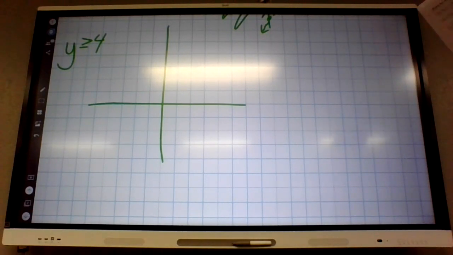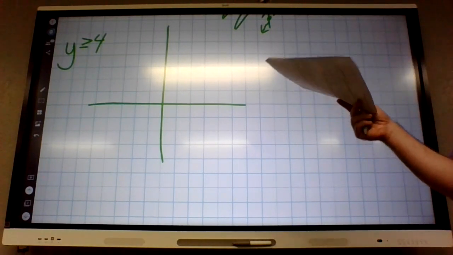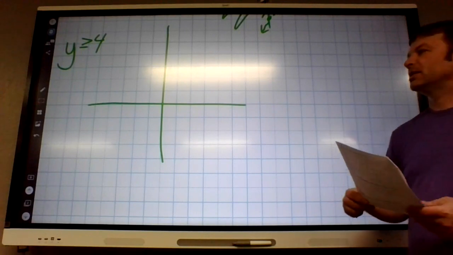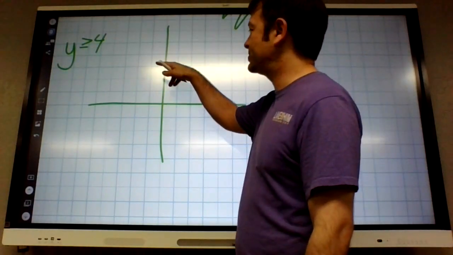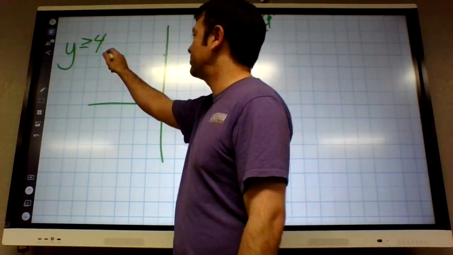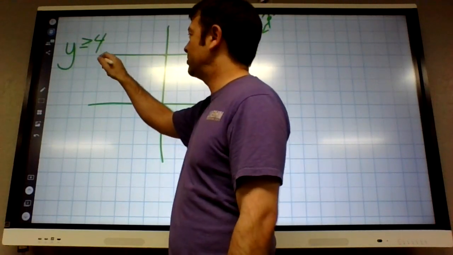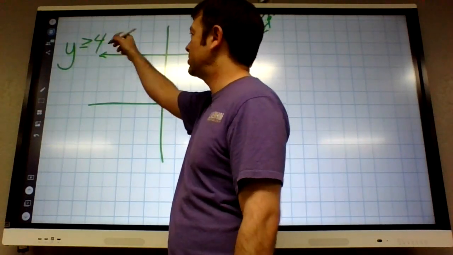Sorry. What does the line y equals 4 look like? Go to 4 on the y-axis, and then just do a horizontal line. Solid or dashed, shading above or below? Above.